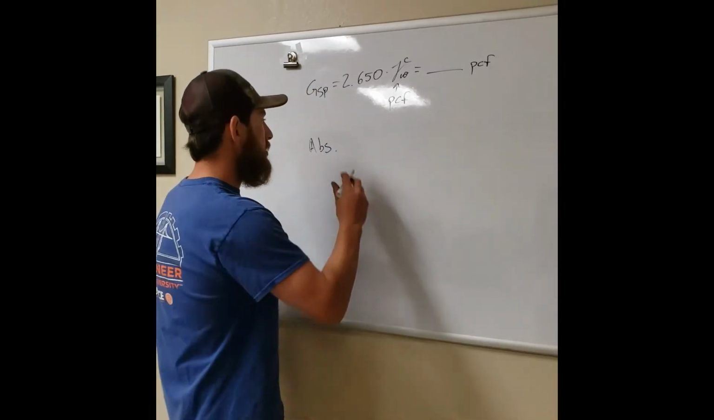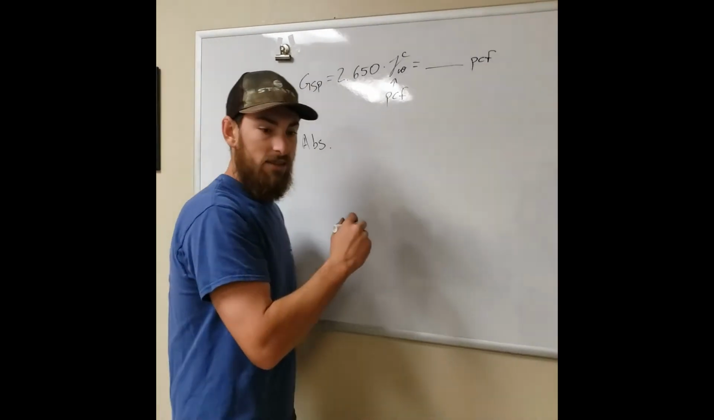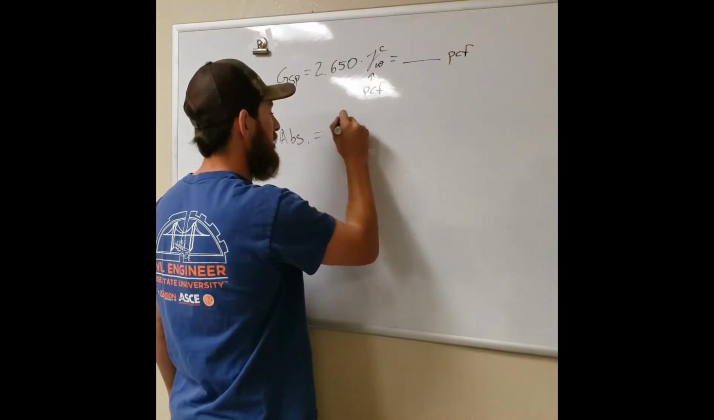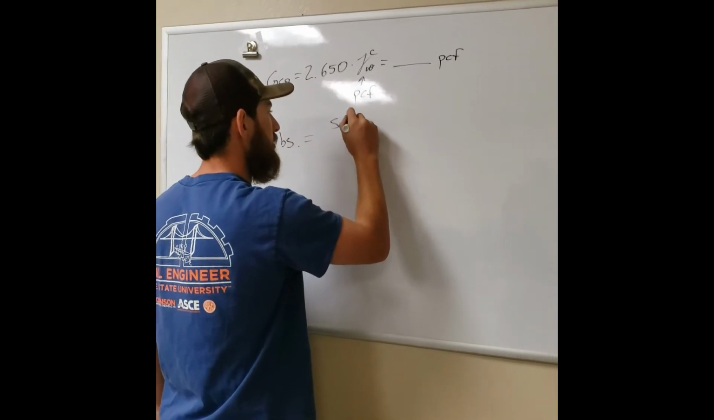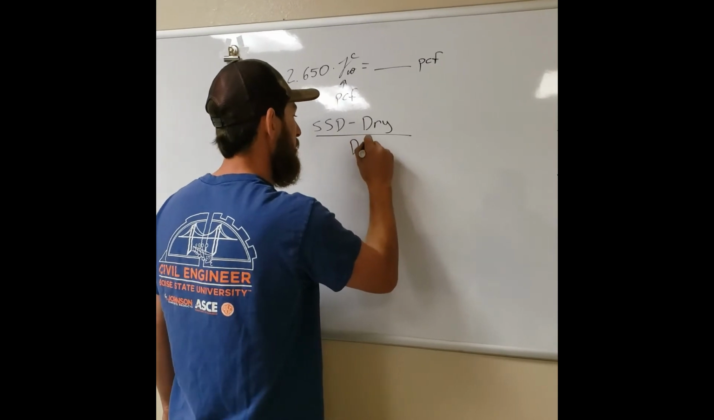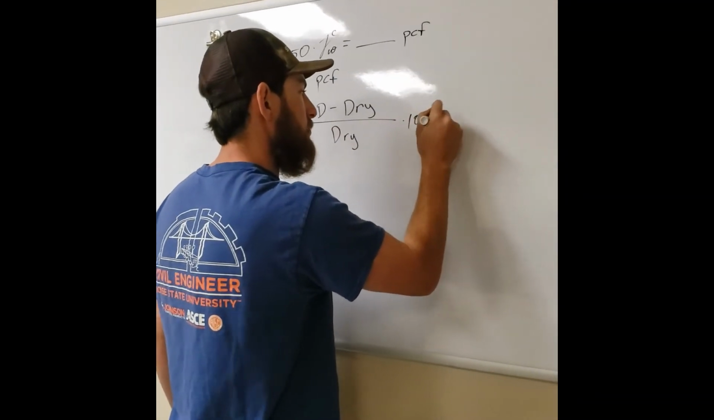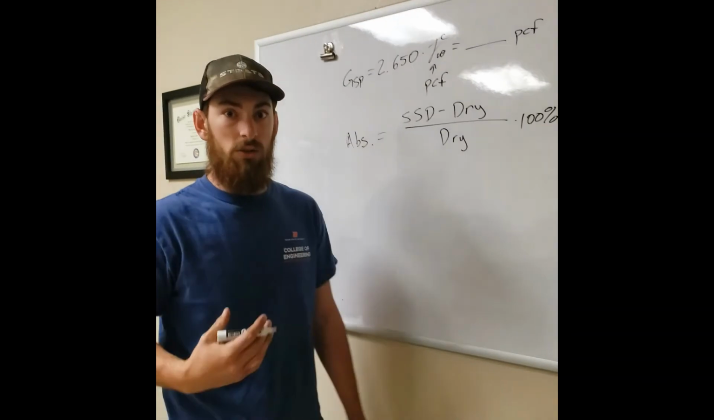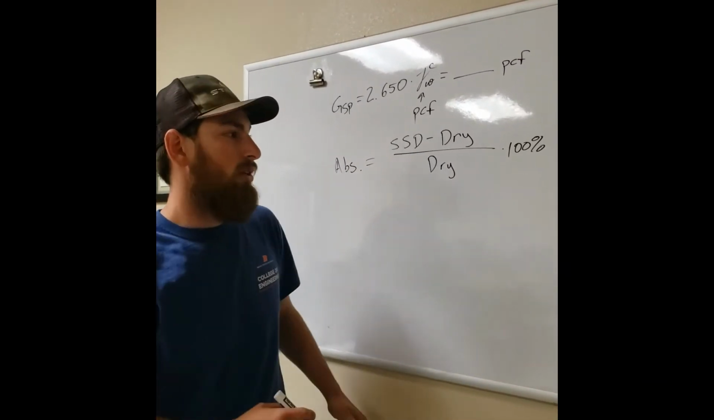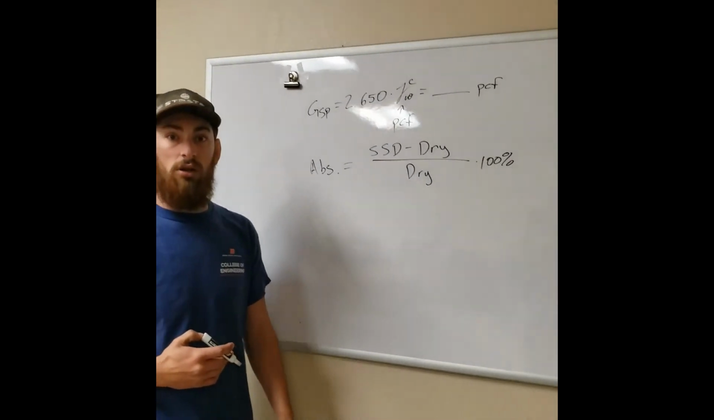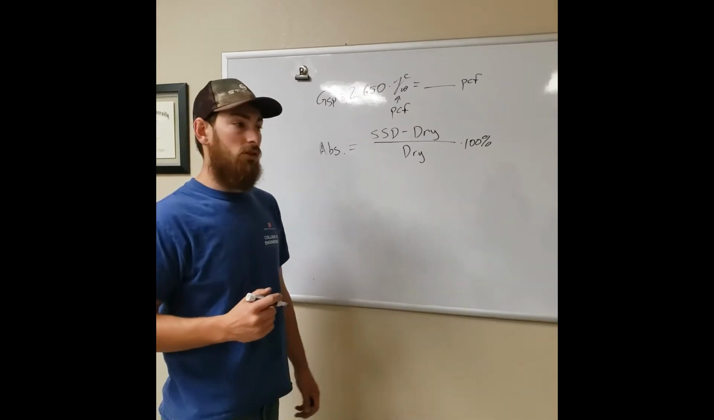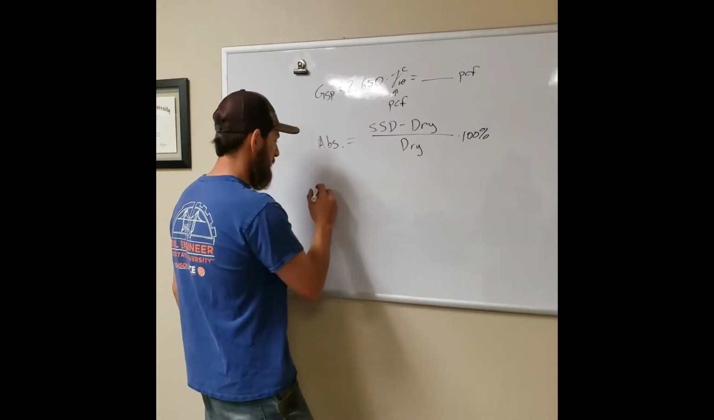The absorption is going to be a value that we calculate at SSD. So it's going to be your SSD mass, again saturated surface dry, minus your dry rock, divided by your dry rock, times 100%. So if you do the extra credit for that extra lab, this is a value that I'm going to want to see in your results. And again, it's not like these equations are super cumbersome or long. The only other thing that you guys are going to need to know is how to calculate moisture content.